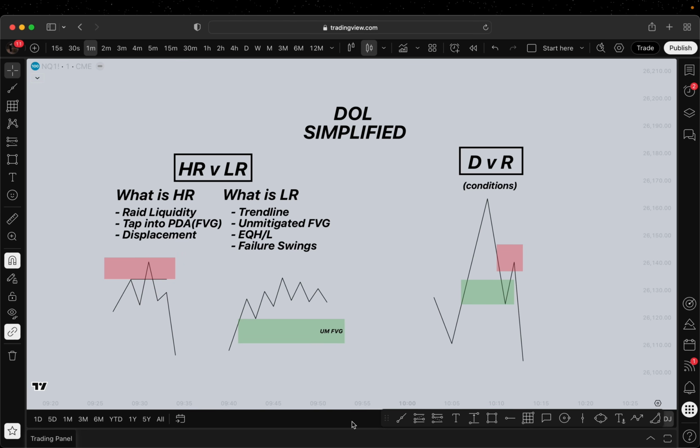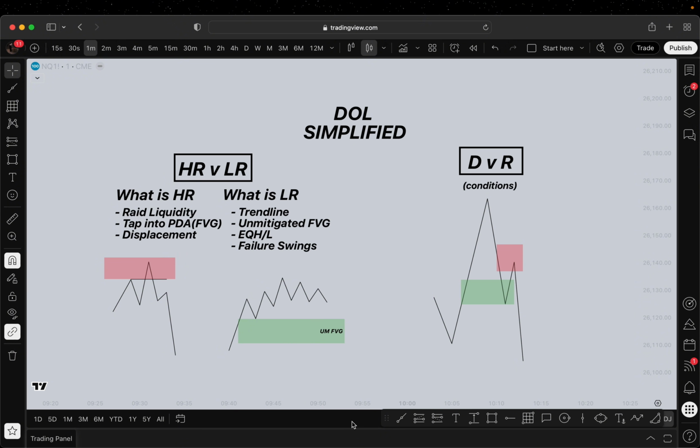Welcome to DOL Simplified. If you're watching this video, I'm assuming that you struggle with finding a bias, being a part of the actual trend, and essentially just knowing where the market is going next. I was in that position too, and I used to go through hours of content and I could just never figure it out. So the goal of today's video is to put that in the simplest form for you to understand. Starting with what we have on the left, high resistance and low resistance.